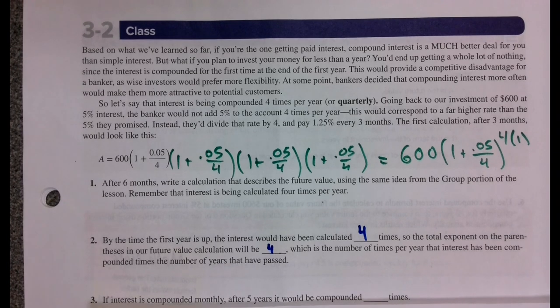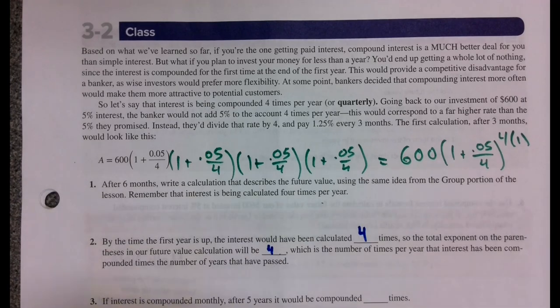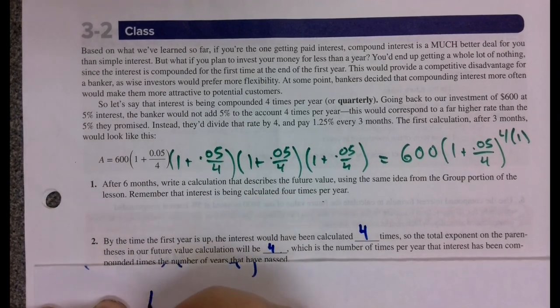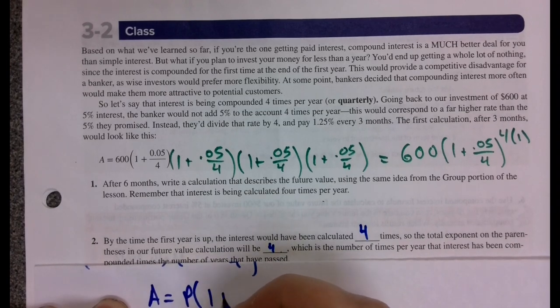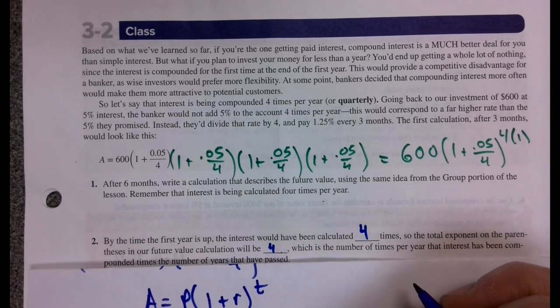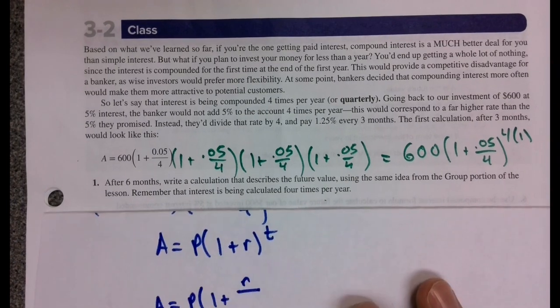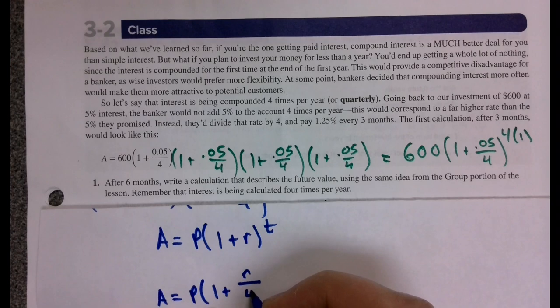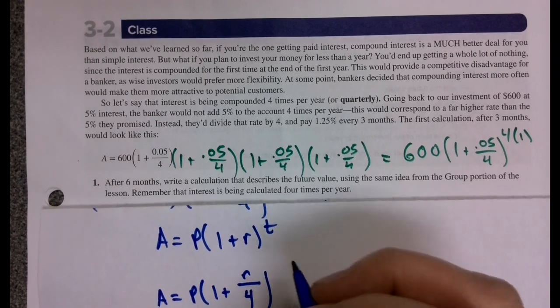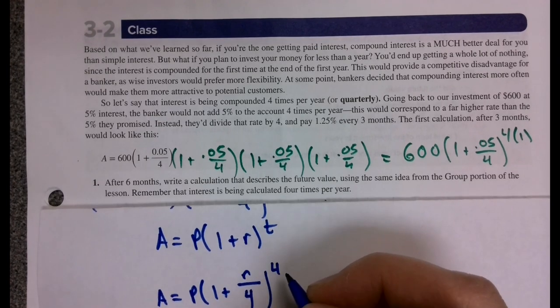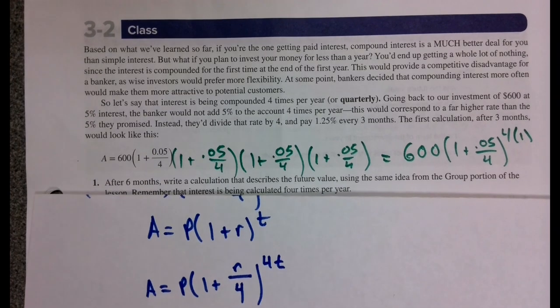In other words, if we took that compound interest formula we were given prior to this, it looked like this: A equals P times 1 plus the interest rate raised to the time. We're now going to change this to A equals the principal times 1 plus the interest rate divided by the number of compounds, in this case 4. And we would raise it to the number of compounds per year times the number of years. That's what the new equation would look like.